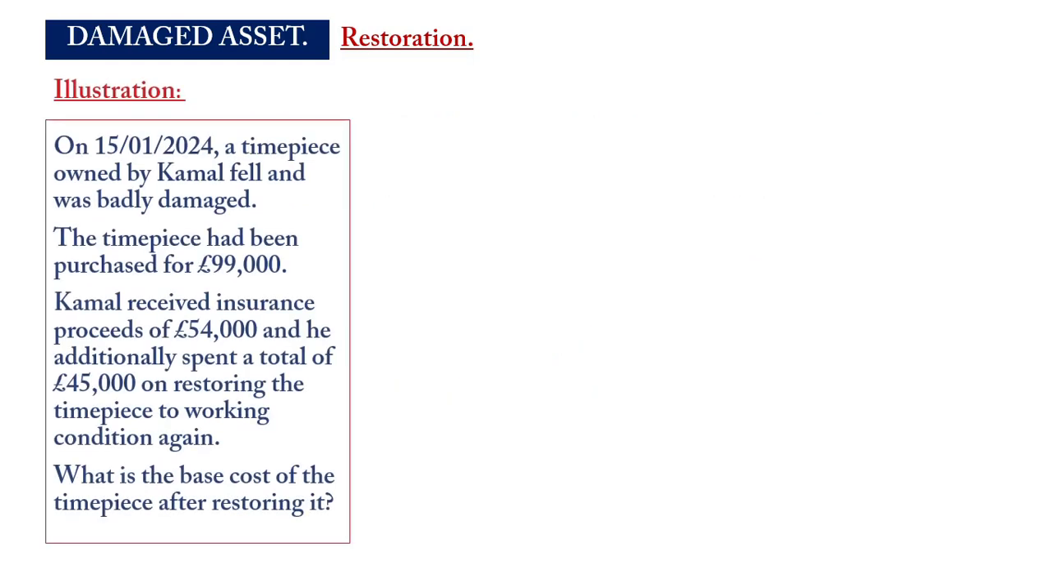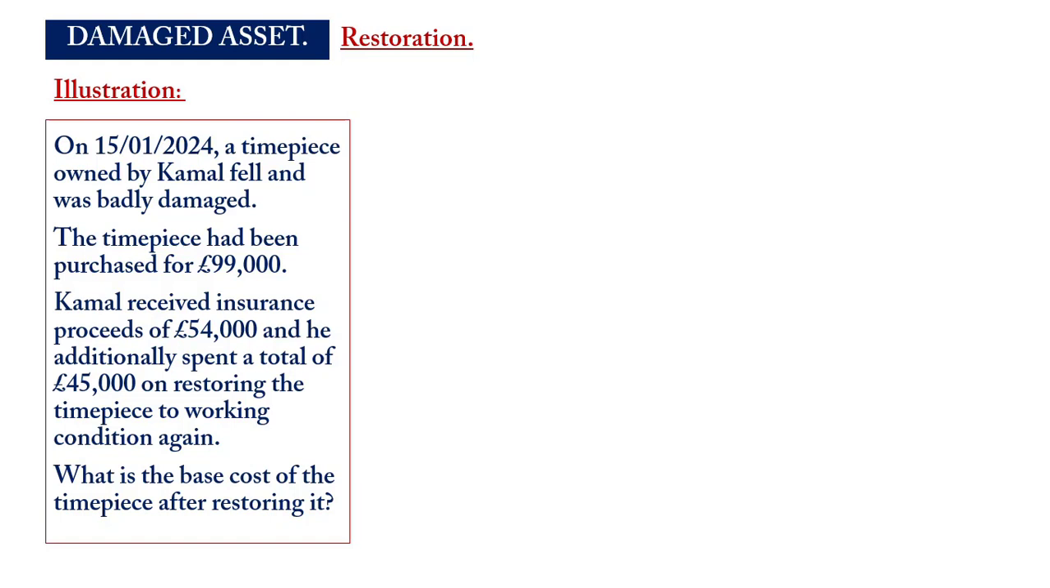So if you look at this illustration, on 15th January 2024, a timepiece owned by Kamal fell and was badly damaged. The timepiece had been purchased for £99,000. Kamal received insurance proceeds of £54,000 and he additionally spent a total of £45,000 on restoring the timepiece to working condition again. What is the base cost of this timepiece after restoration?